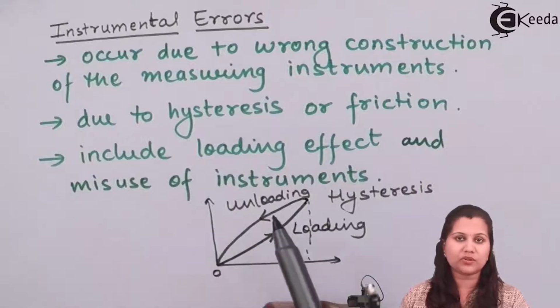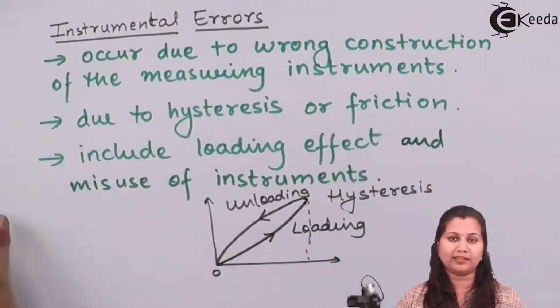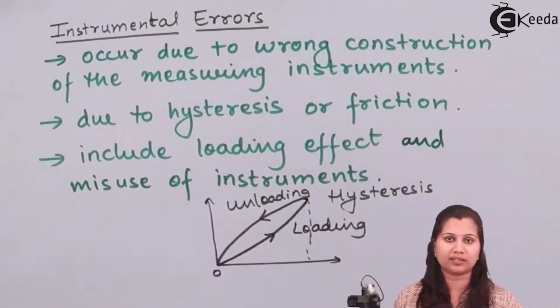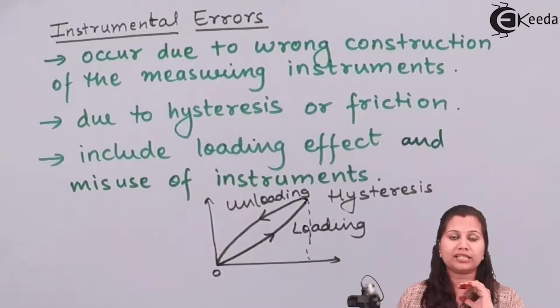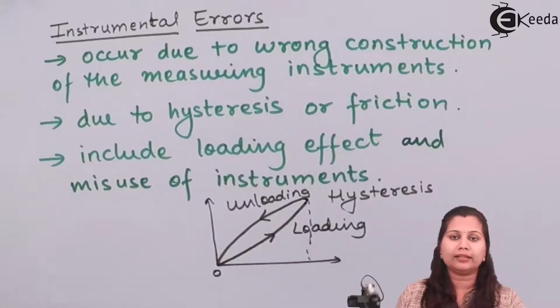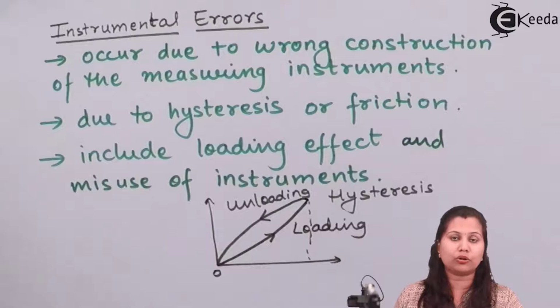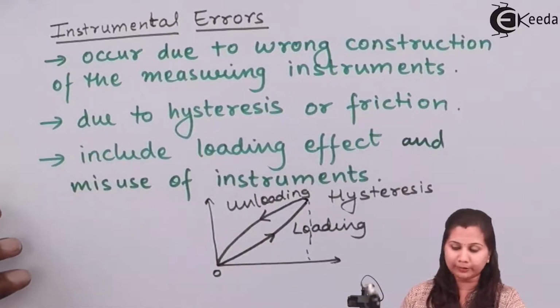Also, due to misuse of the instruments, like when we are carrying the instrument from one place to another, during that transportation, if some damage has occurred to any part of the instrument or if its internal circuitry has been disturbed, then errors will occur in the measurement. So these errors which occur due to the wrong construction or due to the mistakes in the instrument are called the instrumental errors. Okay.